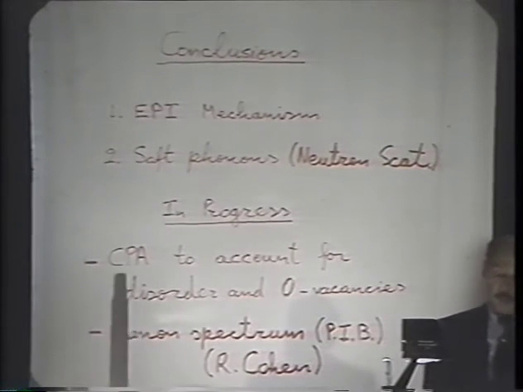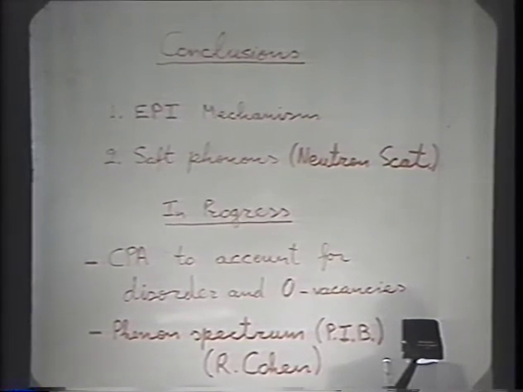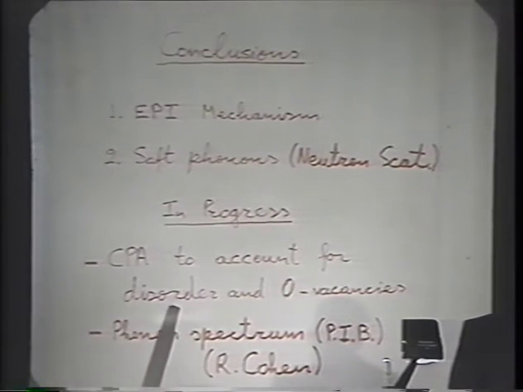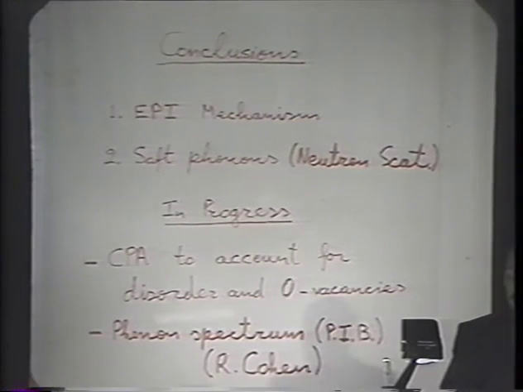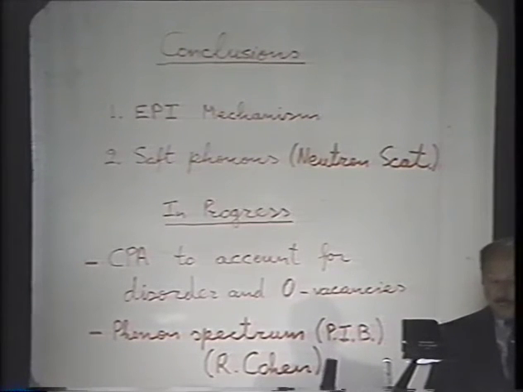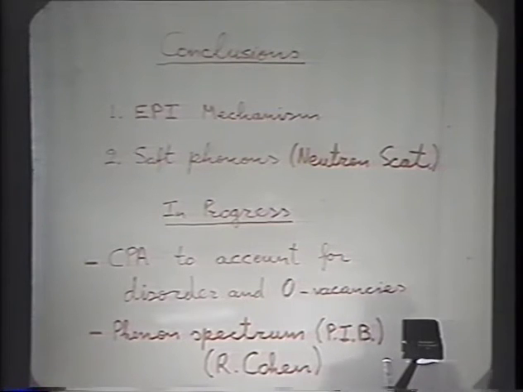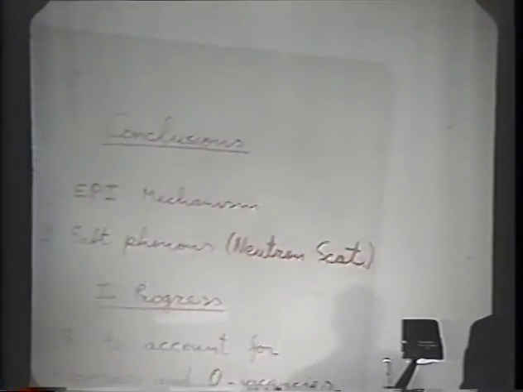We have now started calculations using the coherent potential approximation, because don't forget that the calculations I have presented are calculations of stoichiometric materials. However, we all know that the real superconductors are alloys. So we want to incorporate in our calculations disorder between, say, lanthanum and barium, and also the effect of oxygen vacancies. Ron Cohen in our laboratory is using the potential-induced breathing model, which has been developed at NRL, and he's now calculating the phonon spectrum, and some preliminary results show soft phonons.